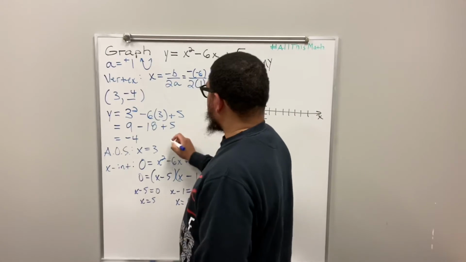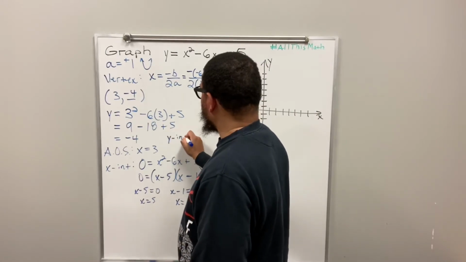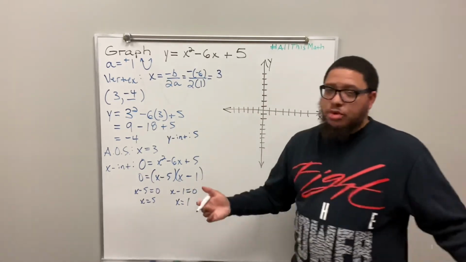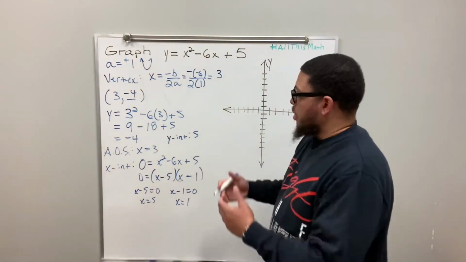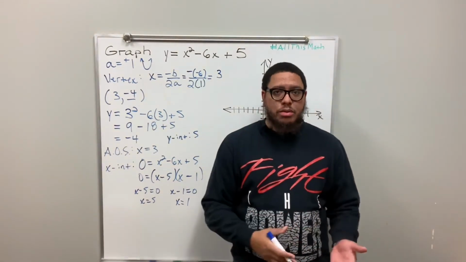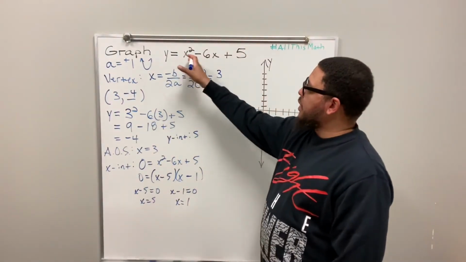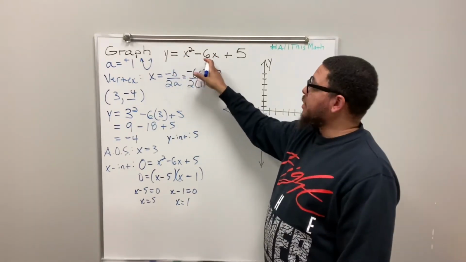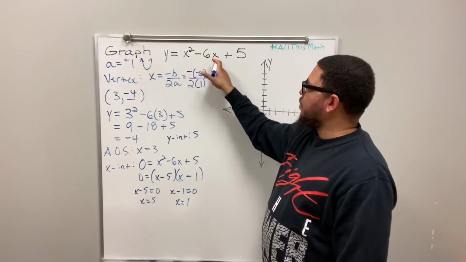So I'm going to say right here, y-intercept is 5. Now, what if you don't believe me? What if you think I'm lying? By definition, the y-intercept is the value of y when x is 0. So if I go up here and replace these x's with zeros, what's going to happen? 0 squared equals 0. Minus 6 times 0 is 0. So 0 minus 0 plus 5.